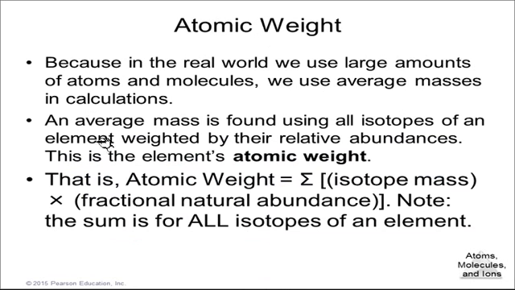The atomic weight that's actually found on the periodic table is what's known as the element's atomic weight, and this takes into account all of the isotopes that are found in nature. So it includes all possible isotopes weighted by their relative abundances. And the way that I always tell people to think about this is it's very similar to the way that we calculate your grades over at Taylor.